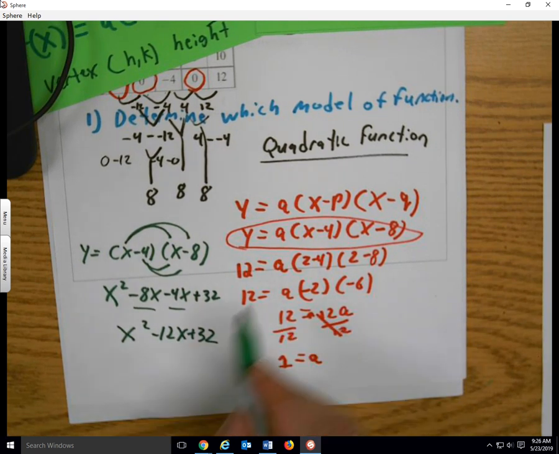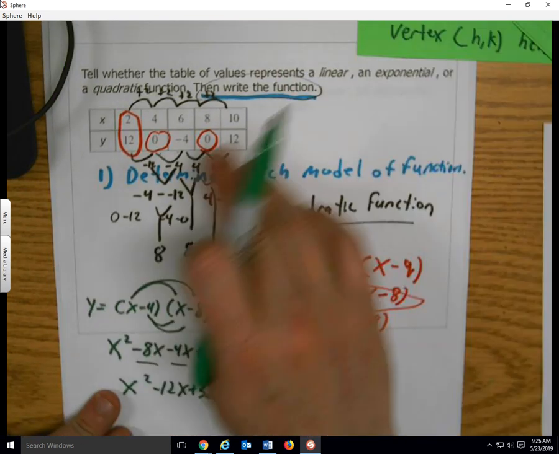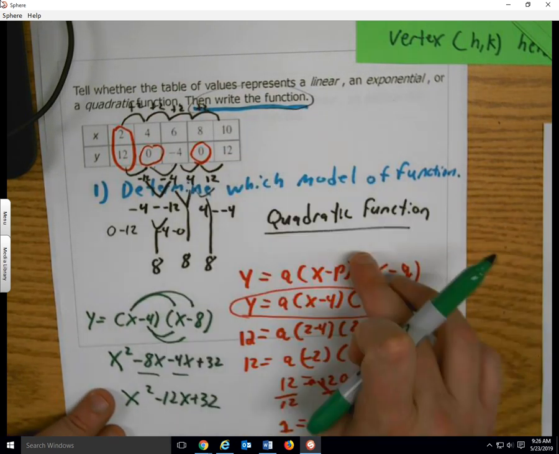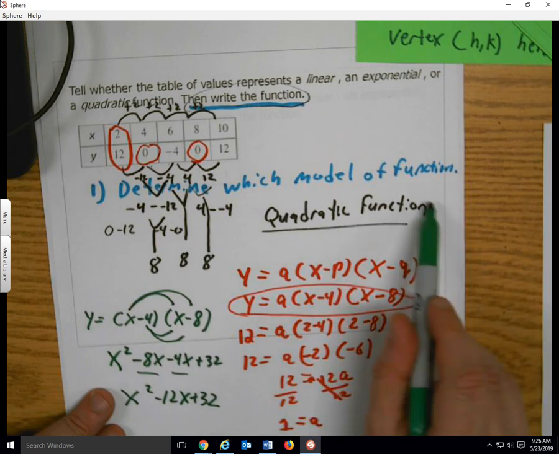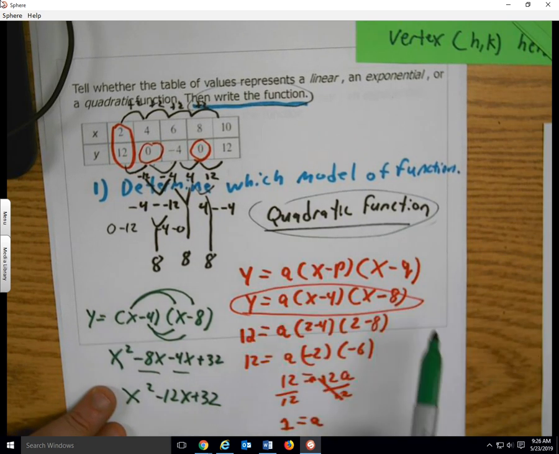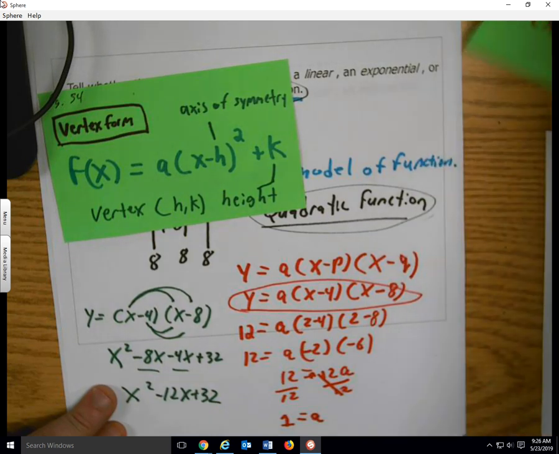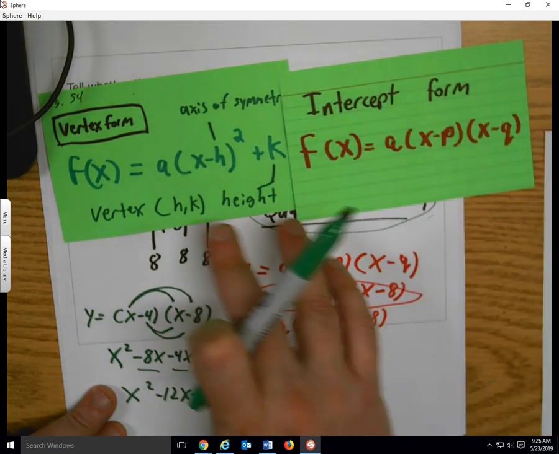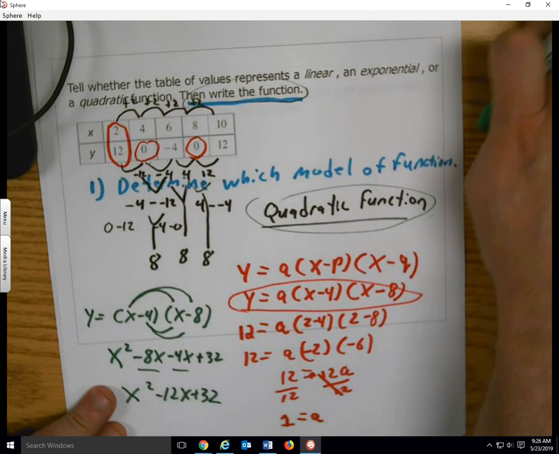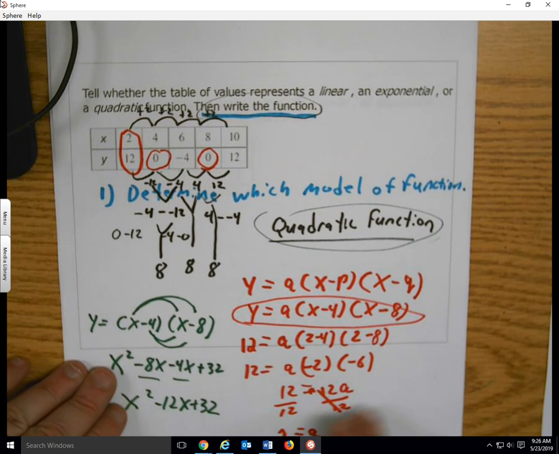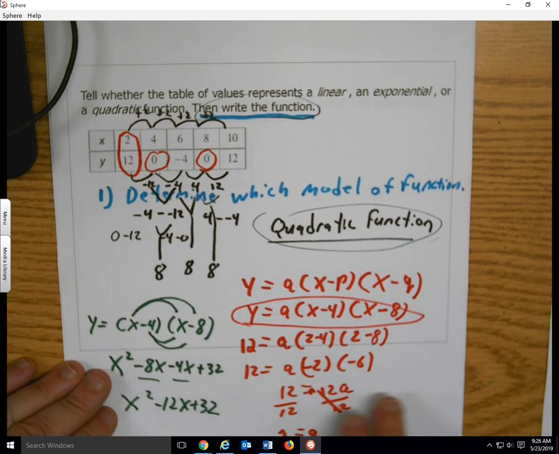Basically what we did was we took these data sets, we determined which kind it was. It was a quadratic function. Once we determined it was quadratic, we determined which model we want to use. Do we want to use the vertex form, the intercept form, or actually we could have even used the y equals mx plus b form. And so that is how you would do it when it's under the intercept form.